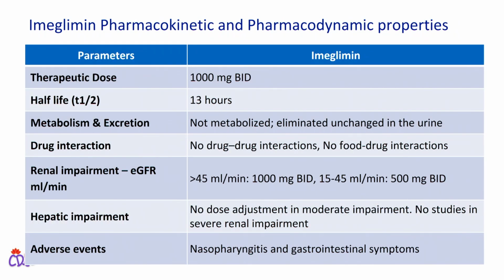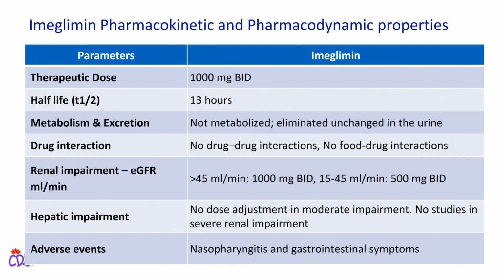This is what we need to know. This is the DCGI data that we have. This is the approval data. 1000 milligrams BID. Don't start 500 BID. The approved dose is 1000 BID. Initially they did a 500 approval, but now it's 1000 BID. Half-life is 13 hours. It's not metabolized. Eliminated unchanged in the urine.